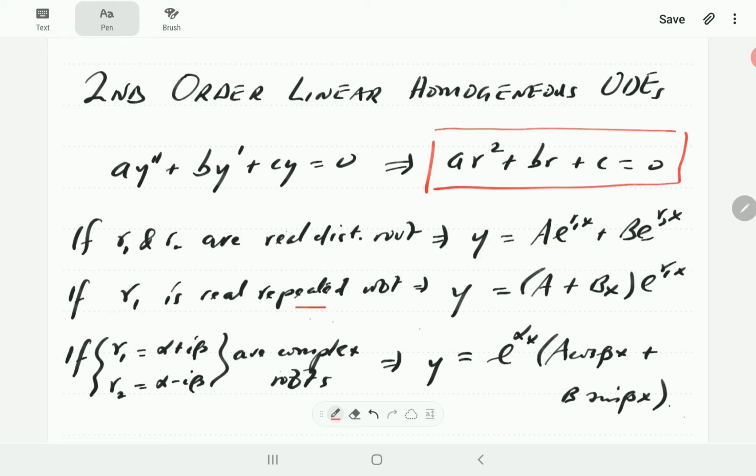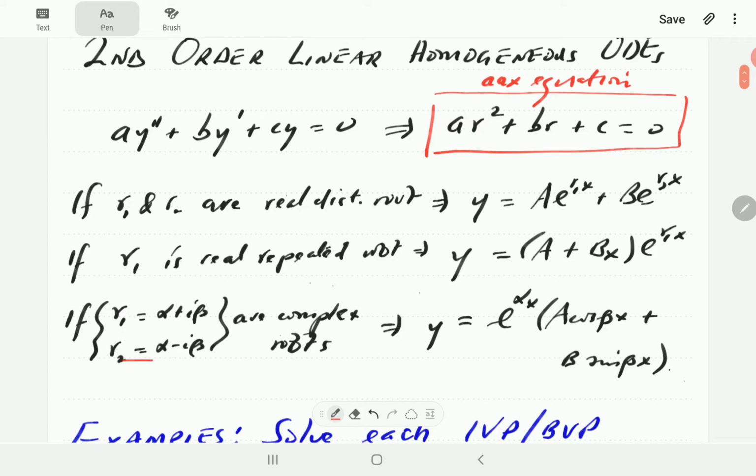If r1 is a repeated root of the auxiliary equation, then the general solution is going to be (A plus Bx) e to the r1x. If r1 and r2 are complex roots given by alpha plus or minus i beta, then the general solution is going to be e to the alpha x into (A cosine beta x plus B sine beta x).